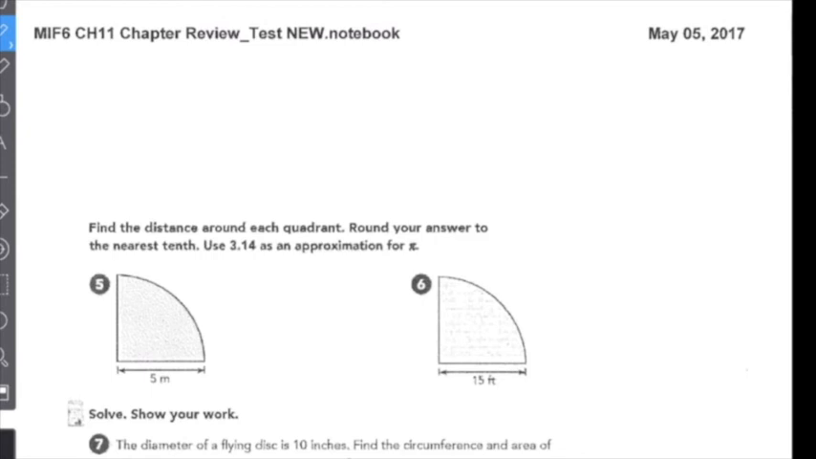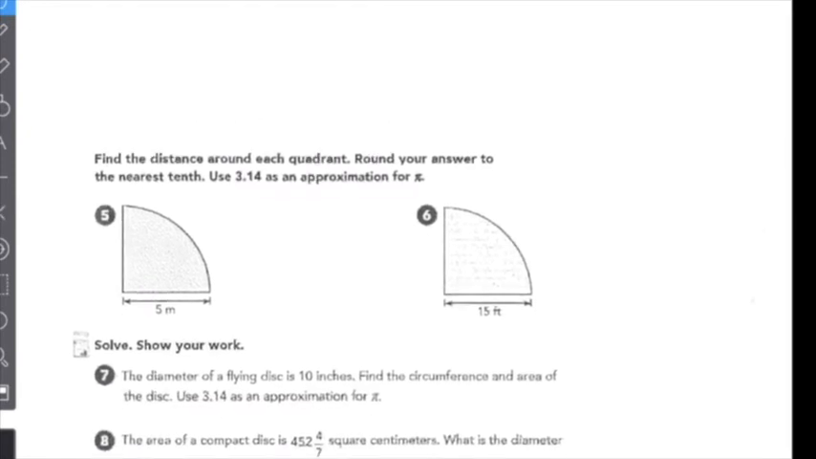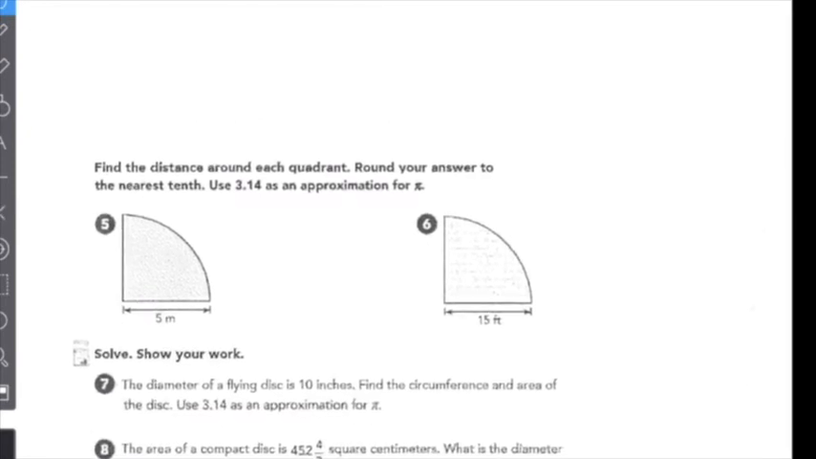Okay, so the next part is finding the distance around, and it's a quadrant. And this time we're going to use 3.14. Now you've got to remember, you're going this way, which is 5 meters, plus the arc. So what we need is the circumference, so it's going to be 2 pi r. And remember, this is your radius, because if I drew a circle all the way around, that's just the radius for the arc.